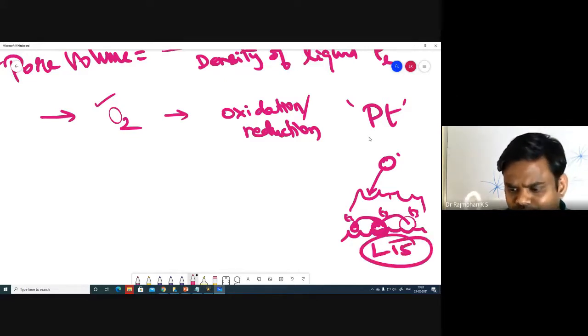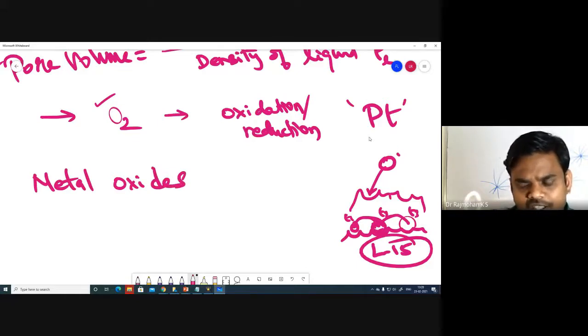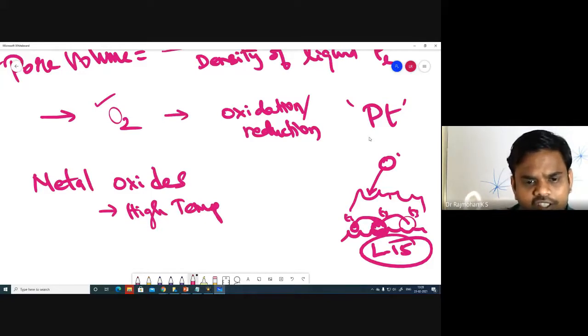And there are metal oxides, which can also do these things, but they will be effective at high temperatures. Metal oxides, in the sense of copper oxide, zinc oxide, may be cheaper than platinum, because platinum is costlier. But the thing is, they will be more active in high temperature applications. So instead of platinum, a metal oxide can be used if you are able to carry out the reaction at high temperatures.